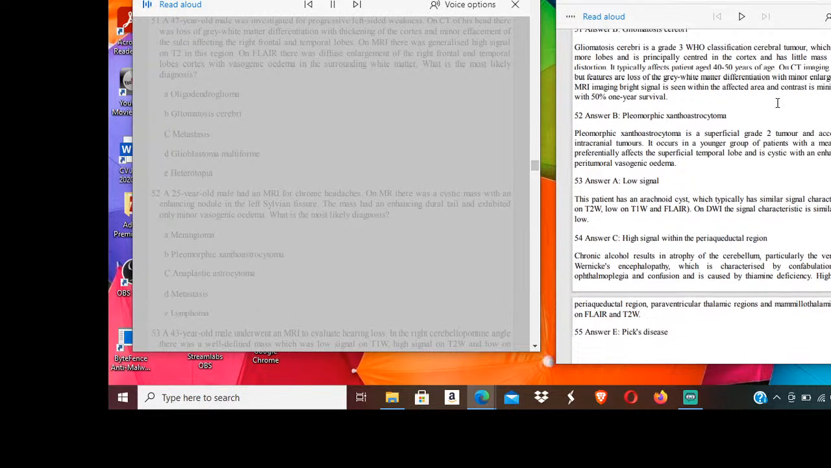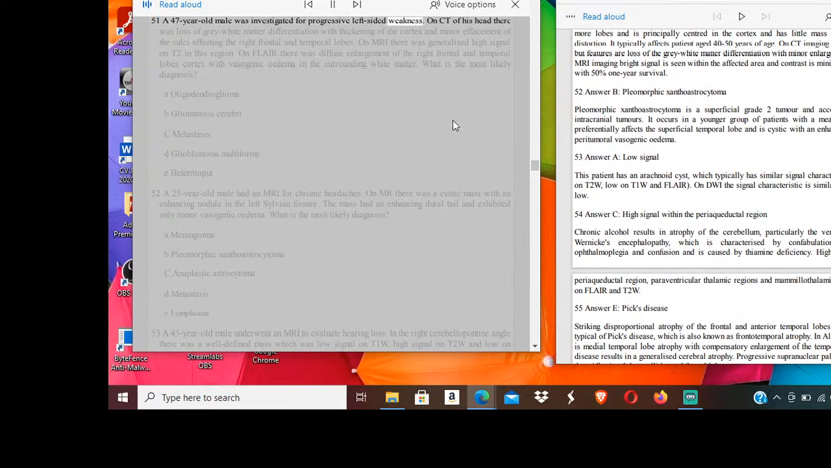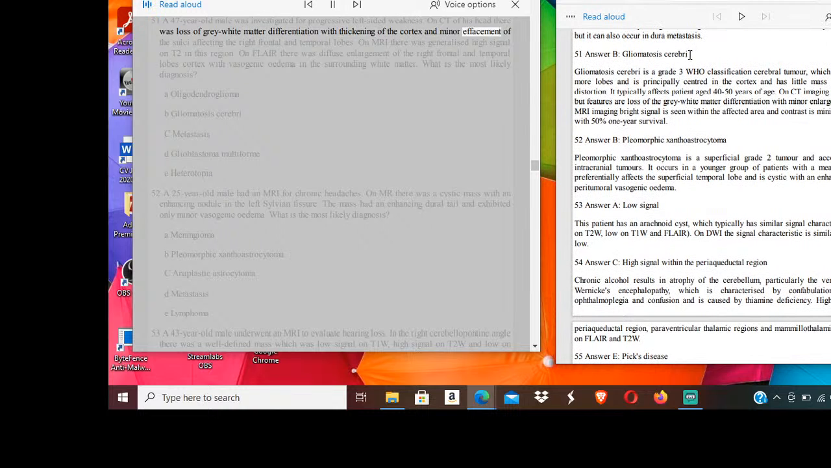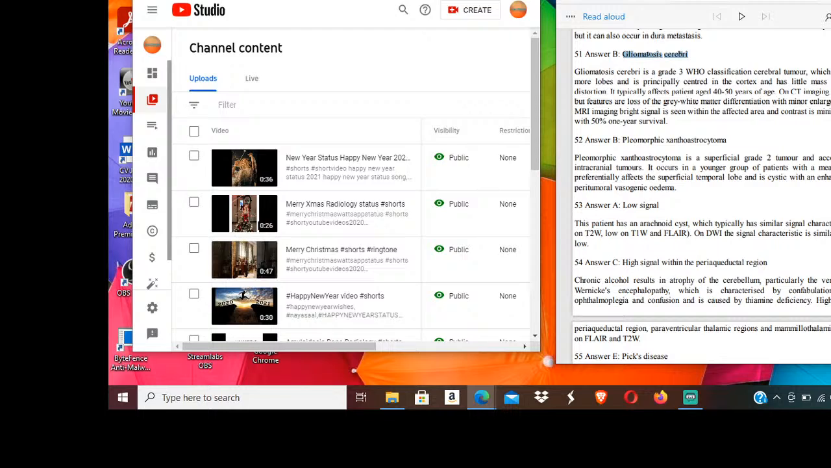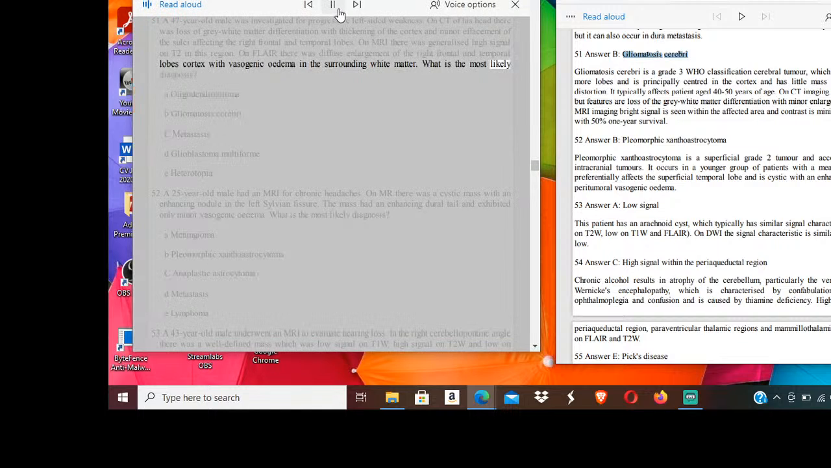51. A 47-year-old male was investigated for progressive left-sided weakness. On CT of his head there was loss of gray-white matter differentiation with thickening of the cortex, and minor effacement of the sulci affecting the right frontal and temporal lobes. On MRI there was generalized high signal on T2 in this region. On FLAIR there was diffuse enlargement of the right frontal and temporal lobes cortex with vasogenic edema in the surrounding white matter. What is the most likely diagnosis?